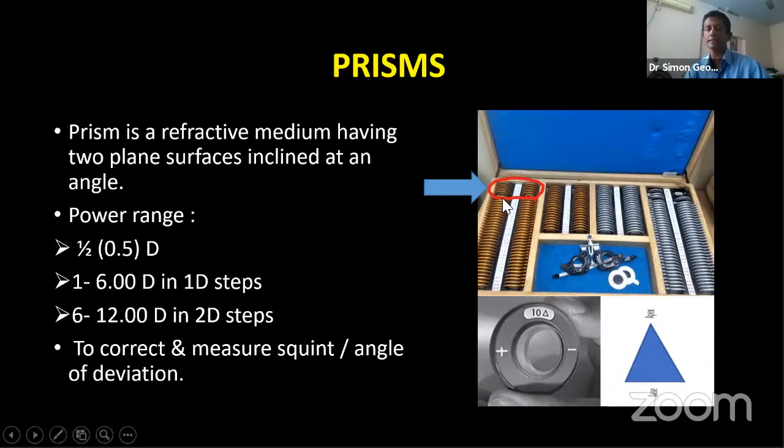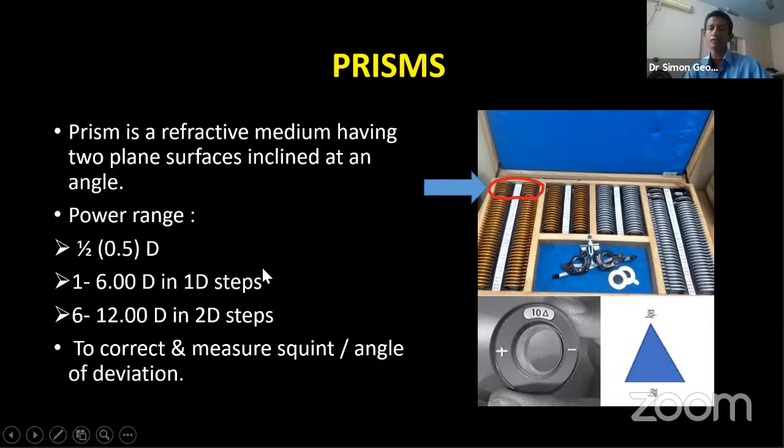Where are the prisms seen in the trial set? The prisms are seen on the left side, towards the end, where it folds up. This area marked with the red circle shows the places where the prisms are placed. What is a prism? A prism is a refractive medium with two plane surfaces inclined at an angle, okay? So you will have an apex and a base for any prism. The power range present in the trial set is a 0.5 diopter prism, then 1 to 6 diopters in 1 diopter steps, and 6 to 12 diopters in 2 diopter steps.